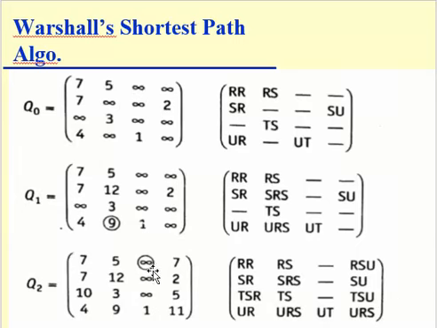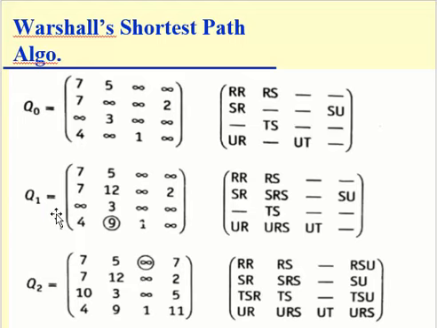Next you can find out this entry, that means you want to go from 1 to 4, that means R to U, through which node? Through S node. So that may be lesser than the previous one. Previous one is infinity, but when you are moving through S, it would give you 7. So this is your initial matrix.